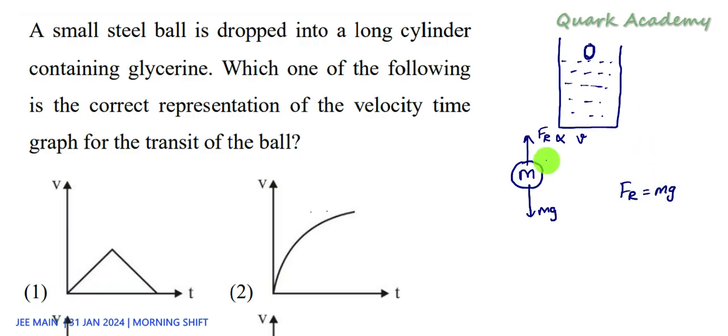So the net force on the object is going to become zero, and after that, the ball is going to move with a constant velocity, which is known as terminal velocity. So that's the idea behind this.